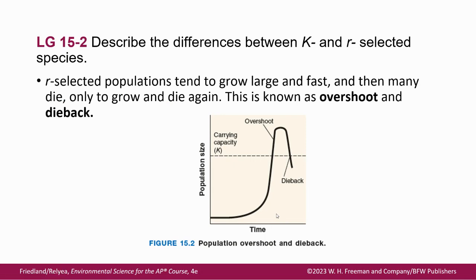So R selected populations tend to grow large and fast and then may die only to grow and die again. This is known as the overshoot and the dieback. So our carrying capacity is always going to be probably right here for our resources. Notice how there's not any values there. This is just a graphic or an image. So the population skyrockets, it overshoots the carrying capacity and then dies back down. And what will happen is it'll come back here and then it'll keep going up and down, up and down, up and down like that.